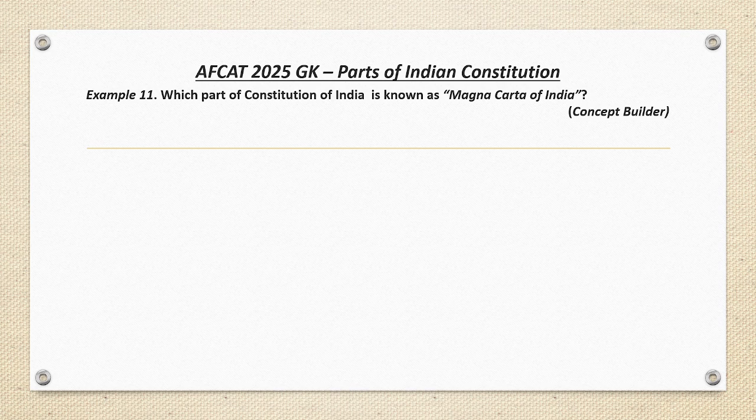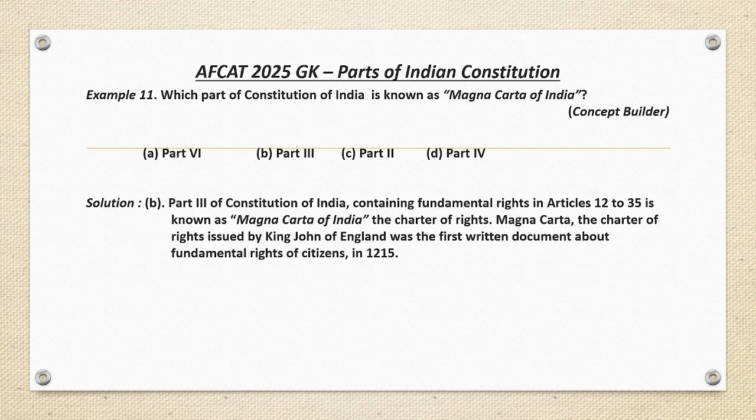Next, which part of the Constitution of India is known as the Magna Carta of India? Just a few questions before, we have discussed this. Magna Carta of India, Part 3. Okay, so let us see the solution. Part 3 of the Constitution of India, containing fundamental rights in Articles 12 to 35, is known as the Magna Carta of India, the Charter of Rights. Right. Now, what is this Magna Carta? This was a Charter of Rights issued by King John in the year 1215, and it was the first document about the fundamental rights of citizens.